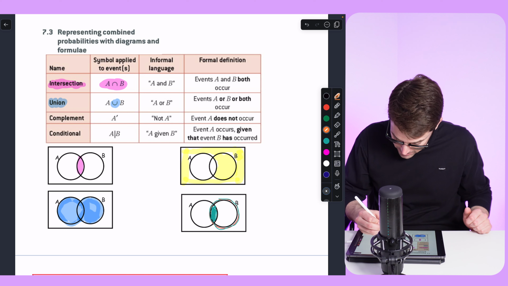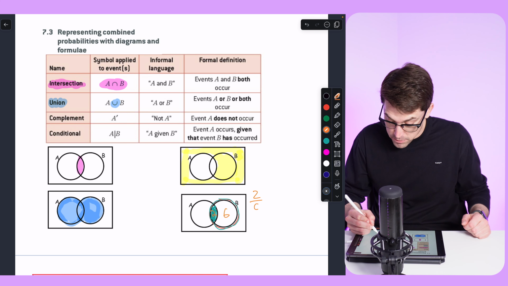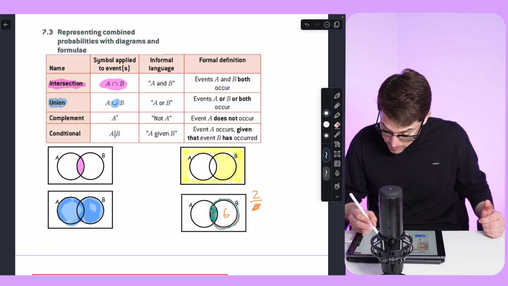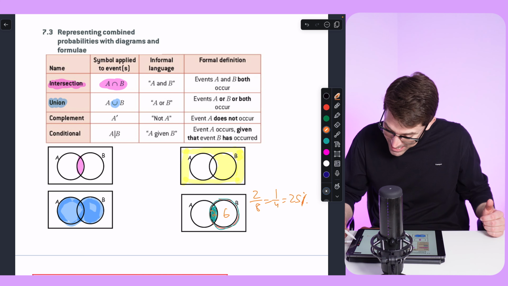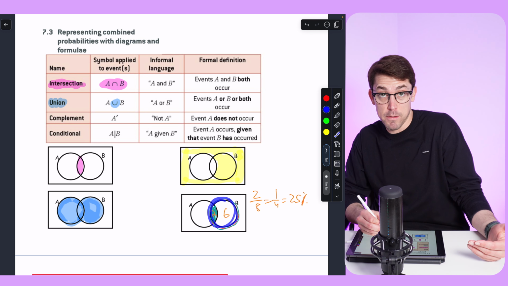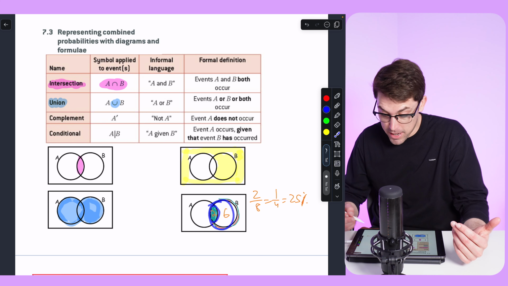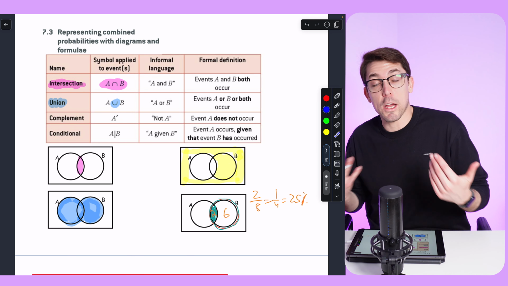So let's say, for instance, that this was 2 and this was 6. You'd have a probability of 2 out of 8, which would give you 1 over 4, which is 25%. You're saying that, given that B happens for sure, which is this entire circle right here, which is 8 different data points, what's the probability of A? Well, you have 2 out of that 8. It seems a little bit complicated, but I promise the more you get acquainted with it, the quicker it goes.